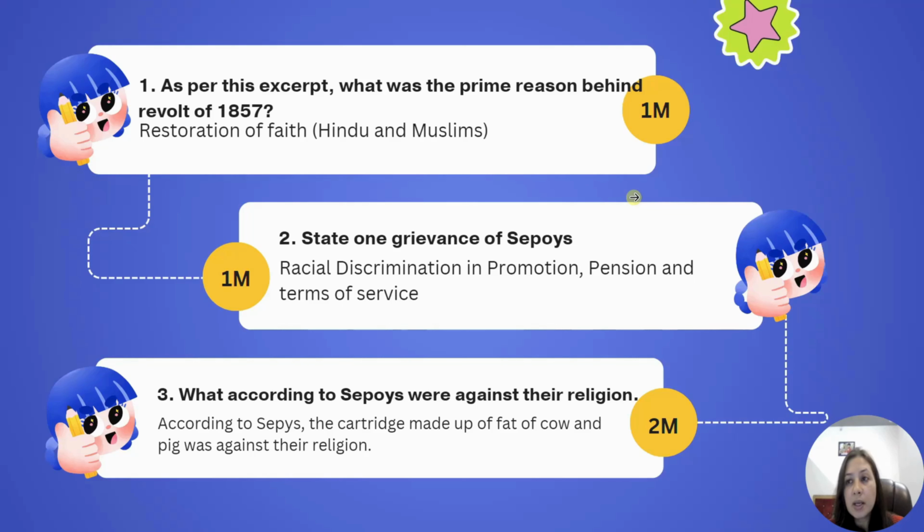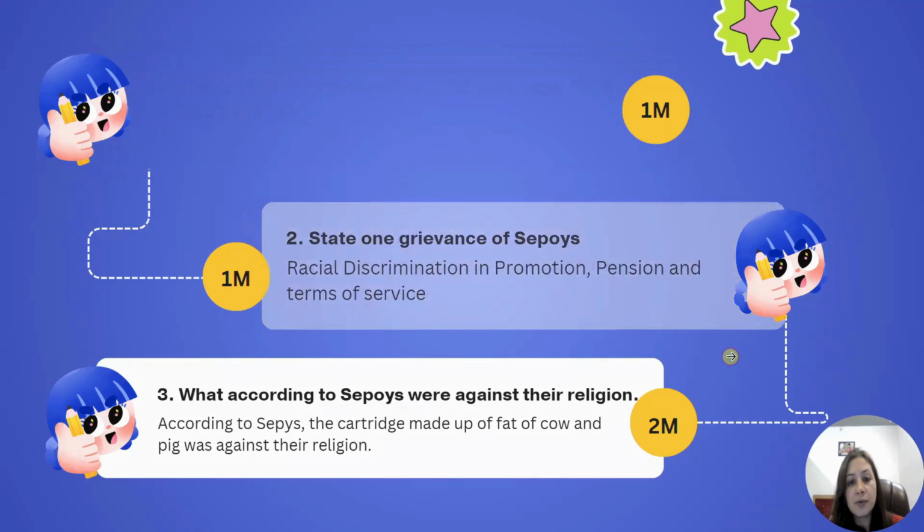So there was a rumor going across the country that the new rifle which had come up, the Enfield rifle, required the biting of the cartridge with the teeth for loading. And while doing so, it was believed that the cartridge was made of the fat of cow and pig. Putting the fat of cow in the mouth was highly irreligious for Hindus and that of pig for Muslims. So that's why this became a very important reason for the revolt of 1857.